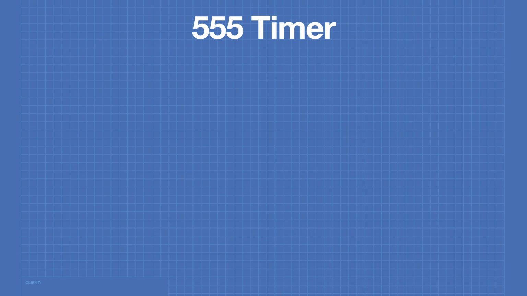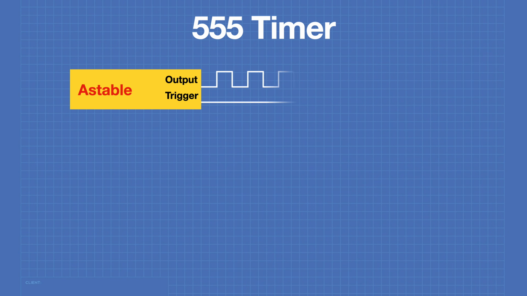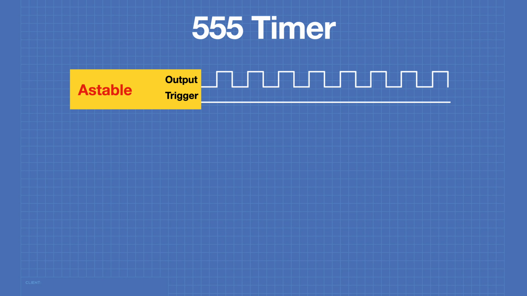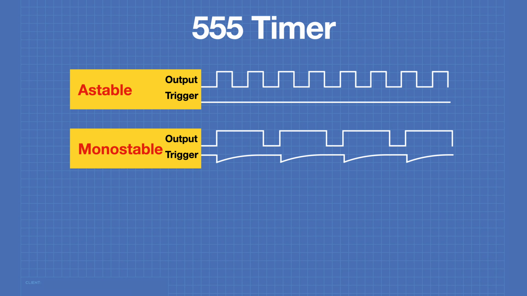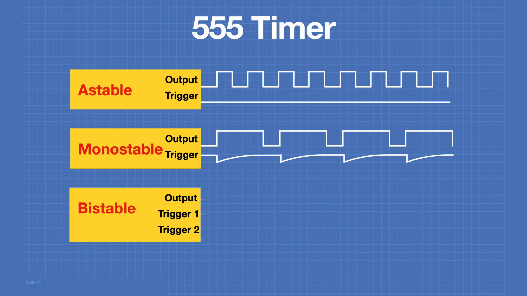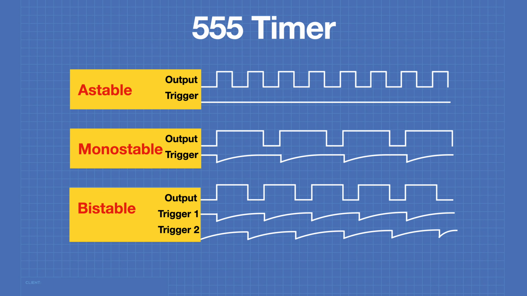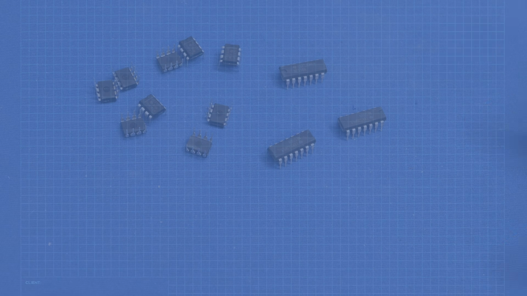The 555 can be operated in three different modes. Astable mode, which produces an output regardless of the trigger input. Monostable mode, which produces an output which is initiated by a trigger and whose pulse width is determined by capacitors and resistors. And bistable mode, whose output is controlled by two triggers, one that sends it high and another one that sends it low. We'll examine these three modes in more detail in a few moments, but first let's take a look at a few 555 timers.